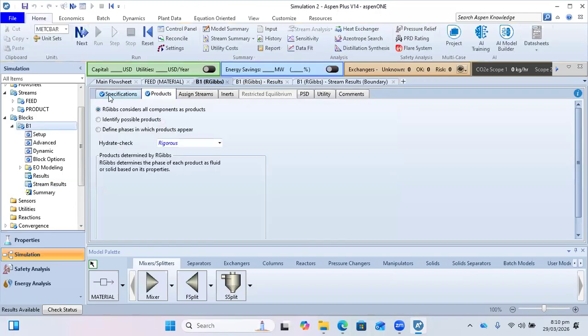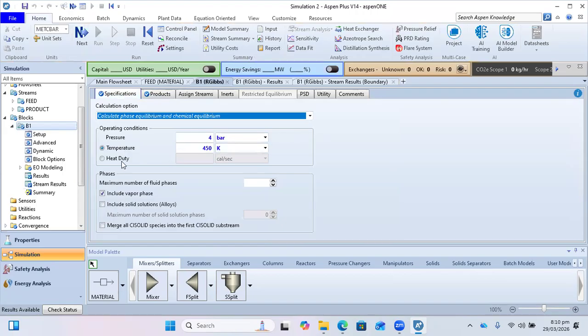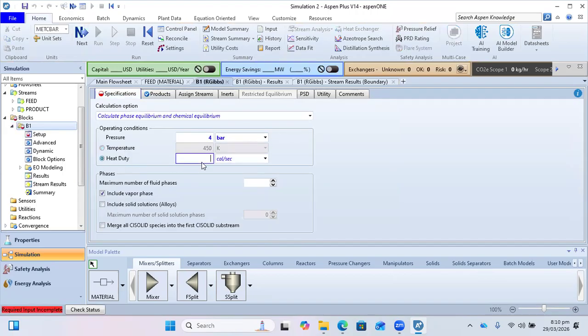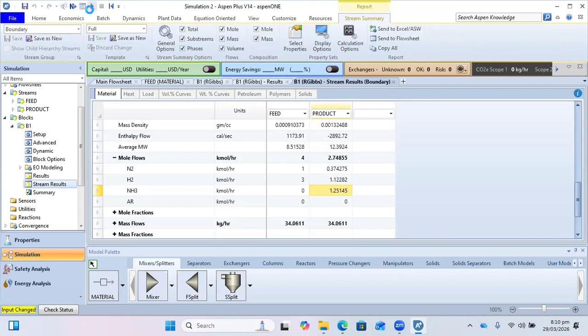Okay. What if we wanted to run it adiabatically like we did the last time? So we'll select heat duty, we'll put in a value of 0. So let's see what happens. So if we run this, we see that the values have changed a bit. Right, so when it was adiabatic, we had less ammonia being formed.